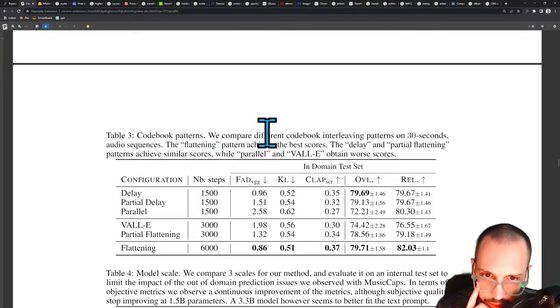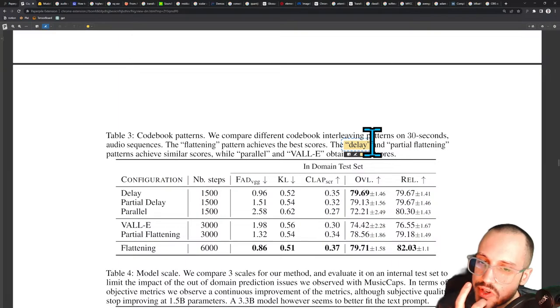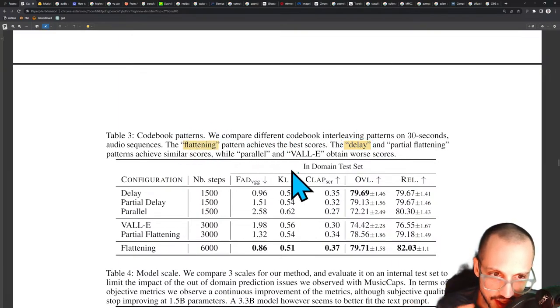Codebook patterns. We compare different codebook interleaving patterns on 30-second audio sequences. The flattening pattern achieves the best scores. The delay and partial flattening patterns achieve similar scores. So this is whenever they do that offset. And then flattening is when they just basically concatenate it with all of the quantization levels.